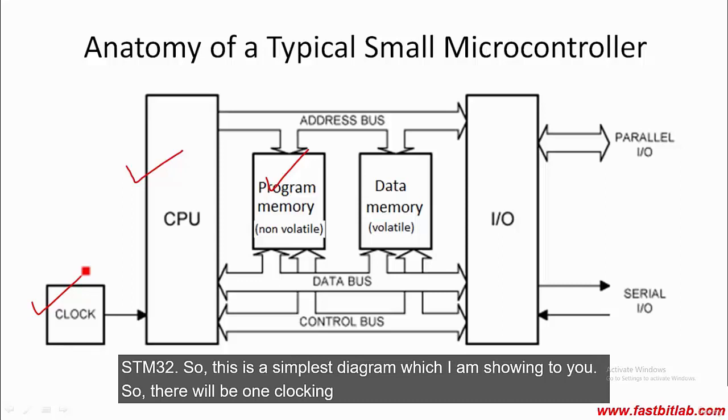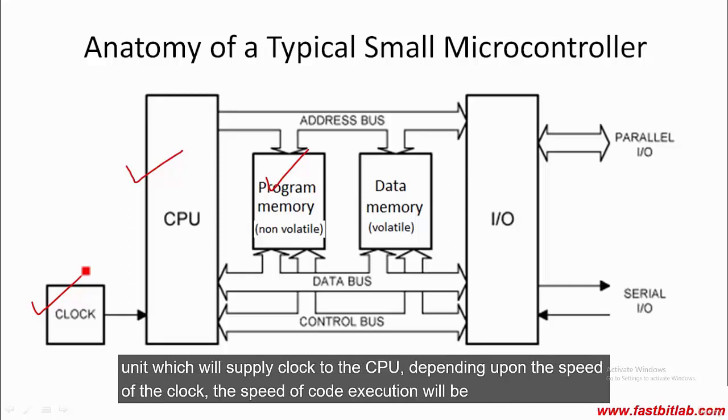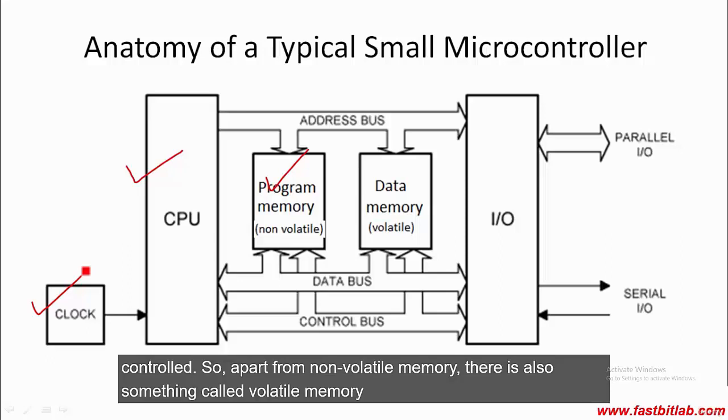So this is the simplest diagram which I'm showing to you. There will be one clocking unit which will supply clock to the CPU. Depending upon the speed of the clock, the speed of code execution will be controlled.